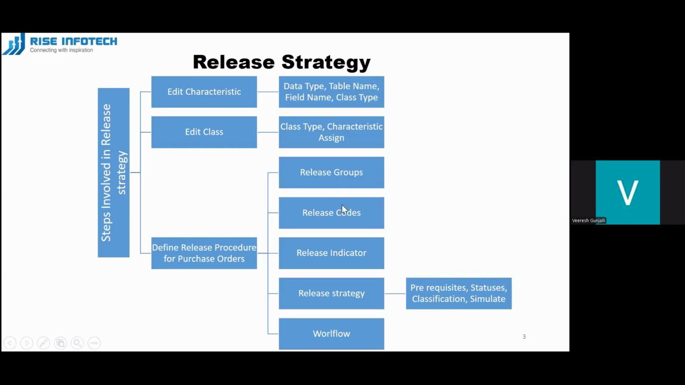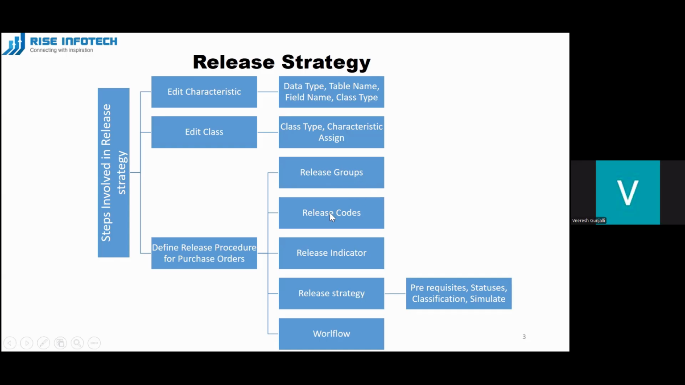In the release group, we are creating one group, that is, a team which is responsible for that, and the codes we are assigning to this release group. Here a maximum of 8 release codes can be assigned to one release group, because in SAP a maximum of 8 levels of release code can be assigned or approved. Normally 2, 3 or 4 release codes will be assigned.